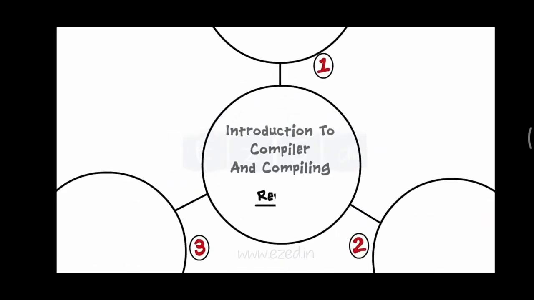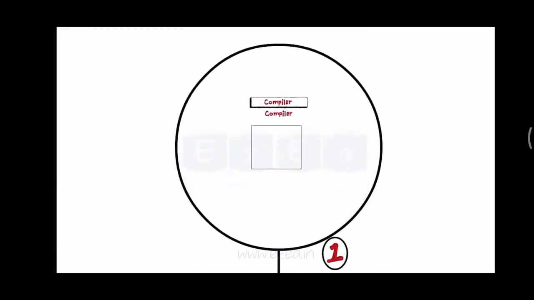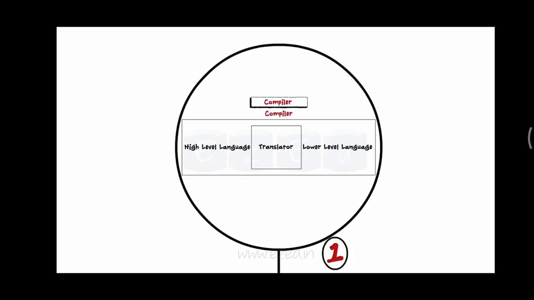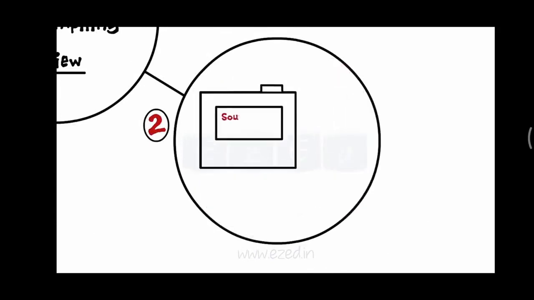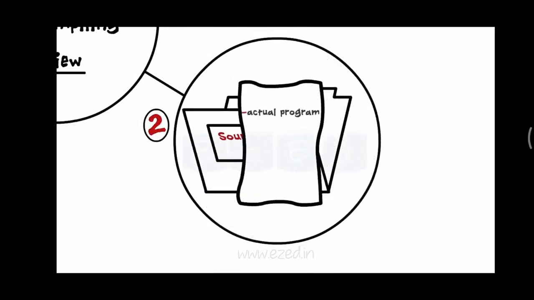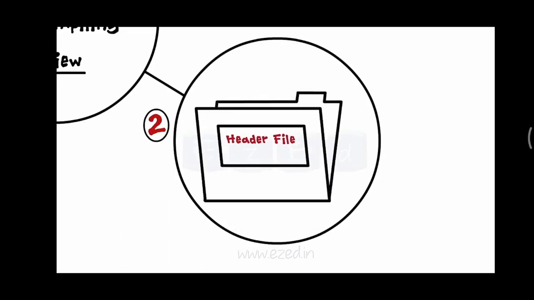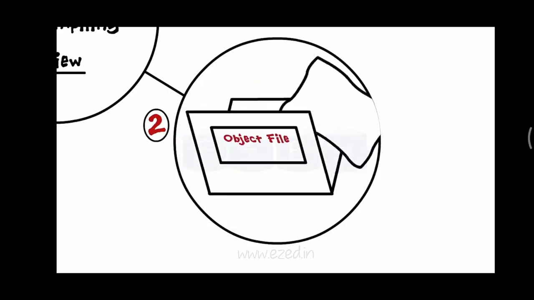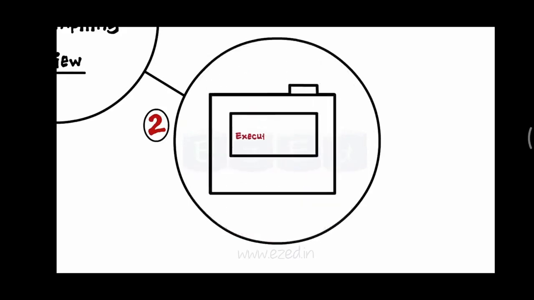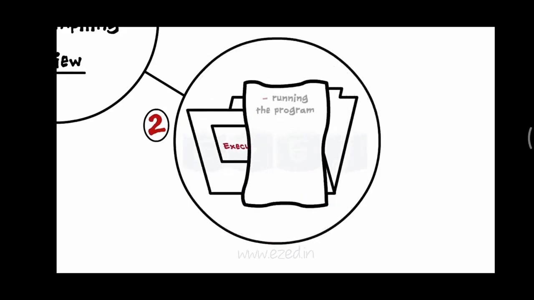Let's have a quick review of what we studied in this lecture. We started with compiler, which is a system software used to translate high-level programs into machine code. Next, we learned that this process of translating is termed as compiling. We also learned the 4 types of files. Source file is the code file where the actual program is stored. Header file is one which is declared at the beginning of the program and has all the functions to be included in the program. Object file has the object code of the program, while executable file is the one which we use for running the program.